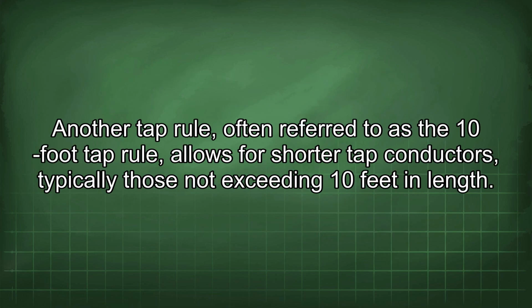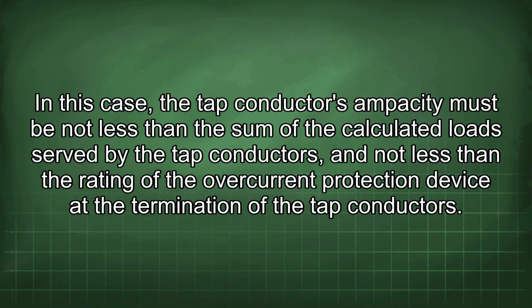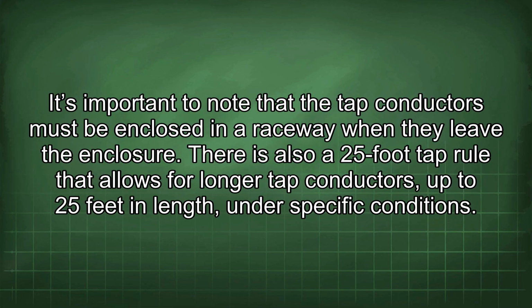Another tap rule, often referred to as the 10-foot tap rule, allows for shorter tap conductors, typically those not exceeding 10 feet in length. In this case, the tap conductor's ampacity must be not less than the sum of the calculated loads served by the tap conductors and not less than the rating of the overcurrent protection device at the termination of the tap conductors. It's important to note that the tap conductors must be enclosed in a raceway when they leave the enclosure.